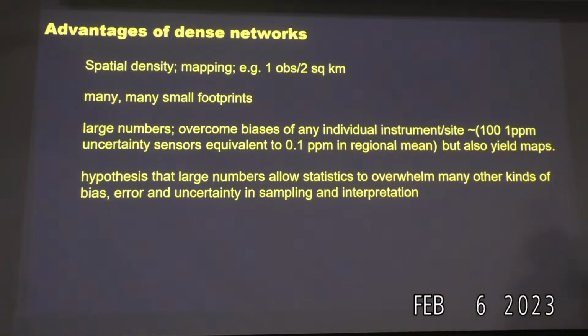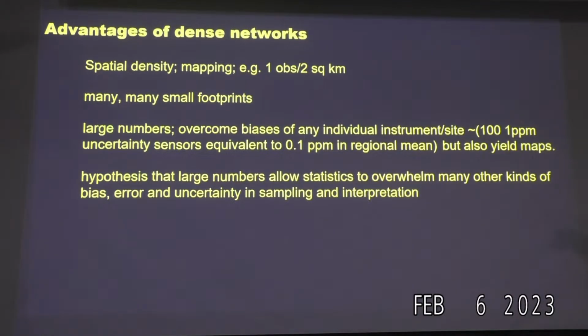So why should we be doing this? What are the advantages of a network like this? We're making a map, and with a map, you get a sense with your eye that it tells you something more than an average across the domain. We're getting about an observation every 2 square kilometers. The data are often quite locally sensitive, so many, many small footprints that we can then integrate together.